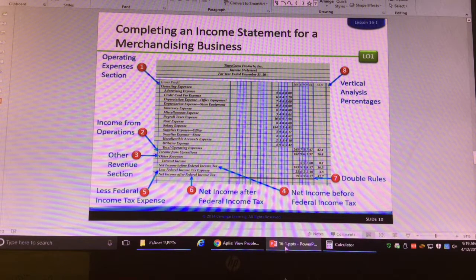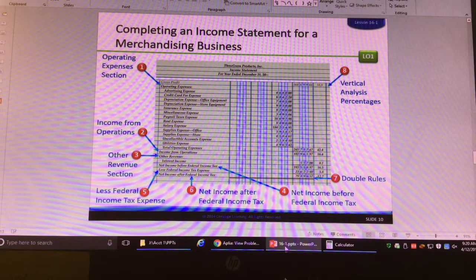Step 5, we're going to write less federal income tax expense. Step 6, we're going to actually calculate the net income after the federal income tax. So we're going to write down the net income after federal income tax title, and then the amount. The net income before federal income tax is less the federal income tax expense, and that's going to give us our net income after the federal income tax expense. Step 7, you're going to rule double lines, which the system will do for us. And then step 8, you're going to prepare your vertical analysis.